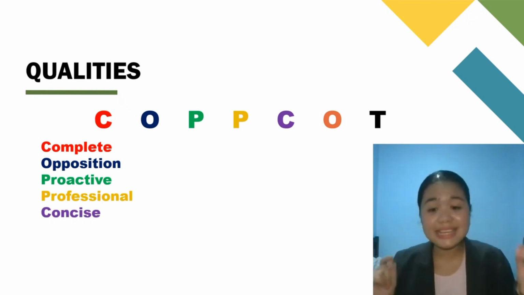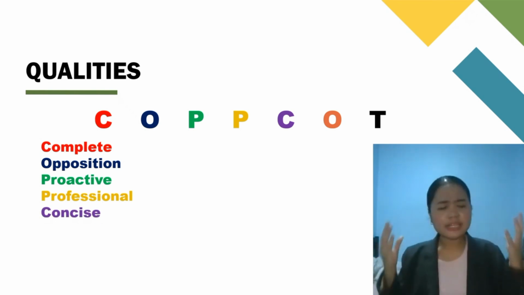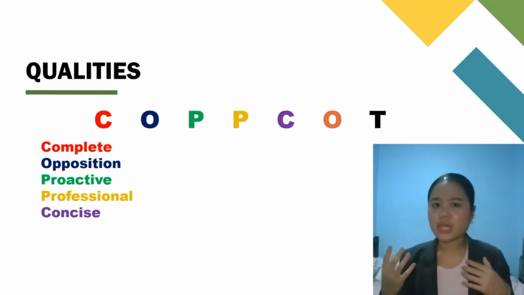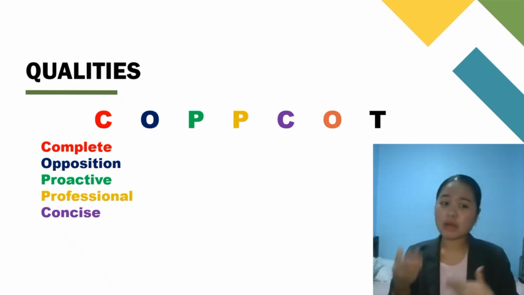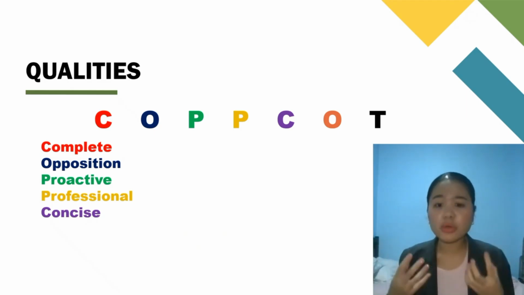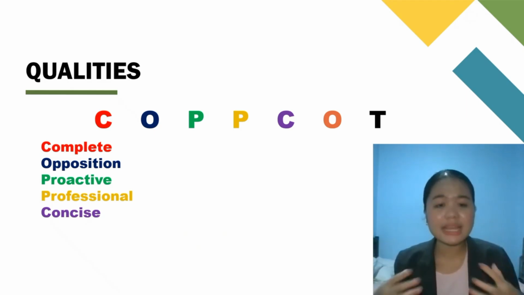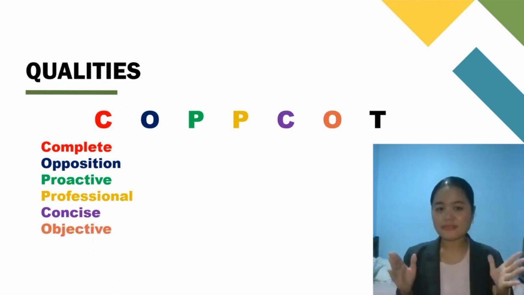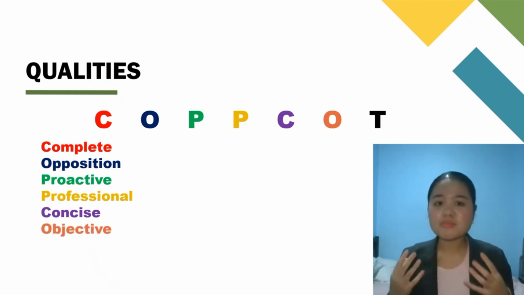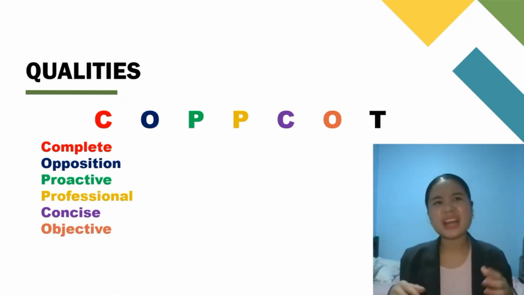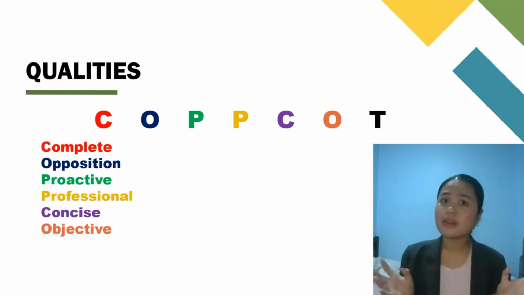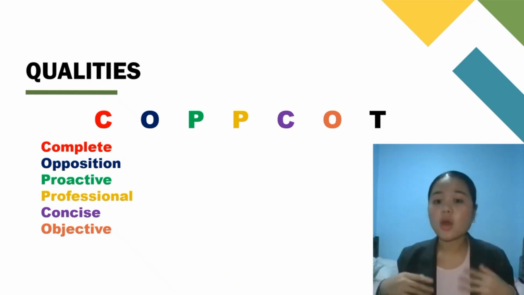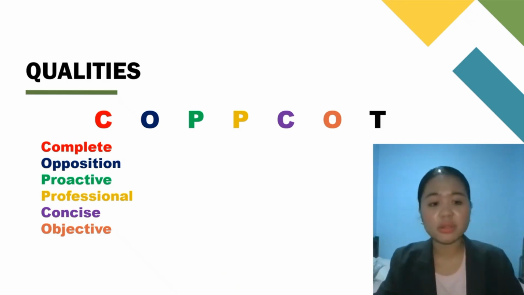Next one is C for concise. Editorial writing is not a wheel that goes round and round and round. You have to get your point across, say it directly, and give evidence. Next one is objective. In editorial writing, it's important not to say, I think, I believe, in my opinion, in my perspective. You have to be objective. You have to be sure all the time.